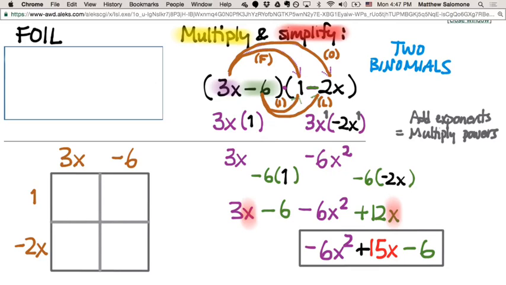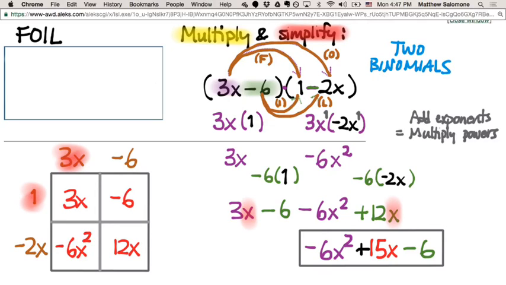So for example, in this first cell right here, I would multiply 3x times 1, and I would get, well, what would I get? That's the easy product here. 3x times 1 is going to give me 3x. And then likewise, in the upper right-hand corner, negative 6 times 1, negative 6. Lower left, 3x times negative 2x, negative 6x squared. And lower right, negative 6 times negative 2x, positive 12x.